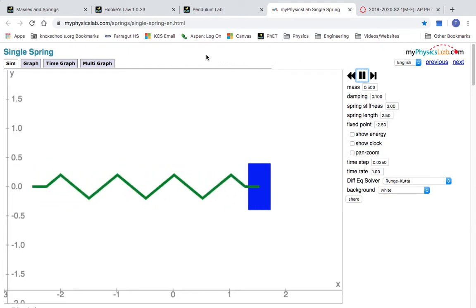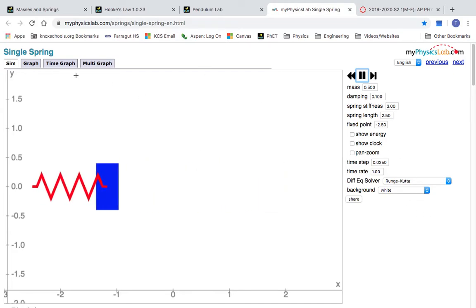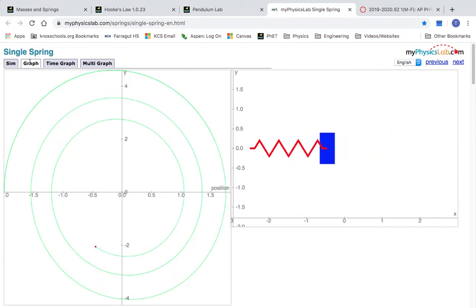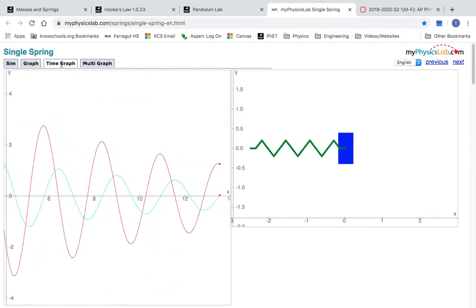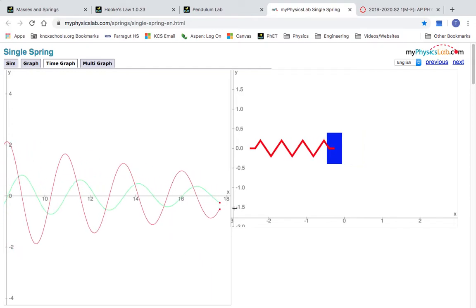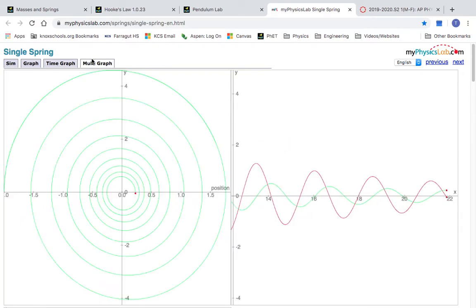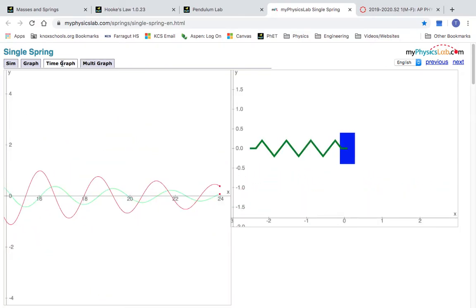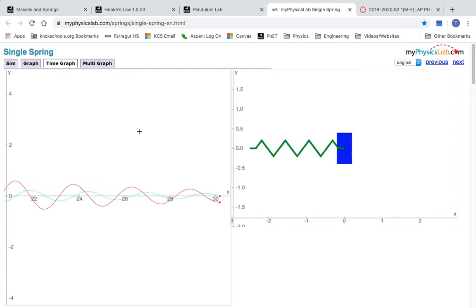This is kind of simple harmonic motion. See this spring going in and out, but it has damping. It also has a graph function to it. So you can see the circular graph is kind of showing the motion of this. And you can see as it slows down, you can kind of track each of these movements here. And then multi-graph there. So you can see as it's damping, you can see each of these kind of get smaller and smaller.